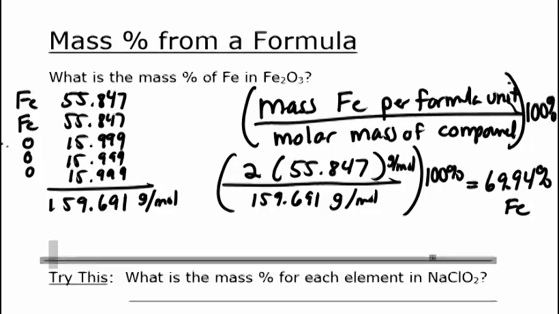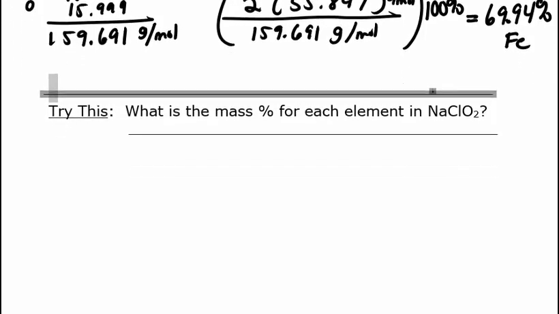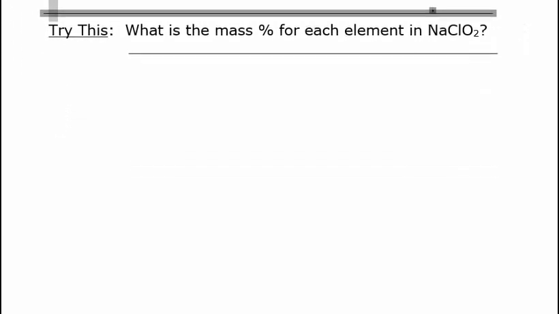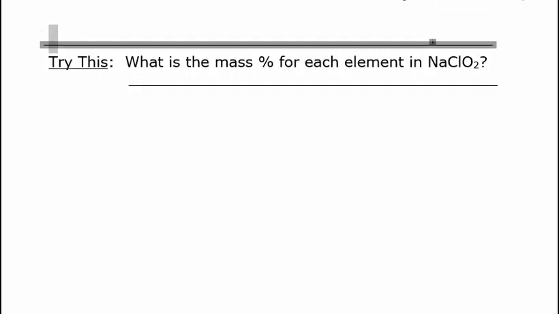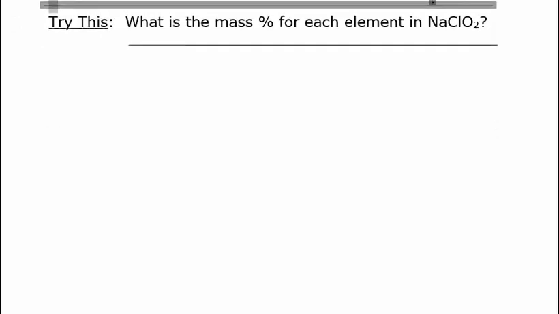Now you try a similar calculation, this time for the compound NaClO2. So that has 3 different elements in it. Try calculating the mass percent of sodium, of chlorine, and of oxygen in that. Stop the video until you have done that calculation. Alright, so there's 3 different elements.